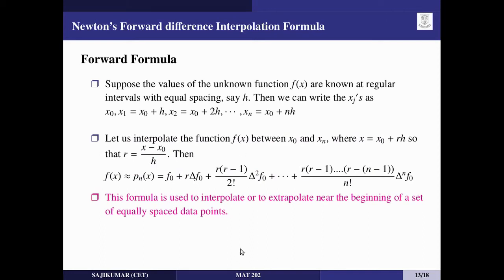And usually this formula is used to interpolate or to extrapolate near the beginning of a set of equally spaced data points. Here, if r is positive, this x will lie to the right of x0, and if r is negative, this x will lie to the left of x0. If it is lying to the left of x0, that process is called extrapolation, because our data points start from the node x0 and end at xn. If you are computing the function values in between x0 and xn, it is called interpolation. If you are going outside this interval x0 to xn, it is called extrapolation.